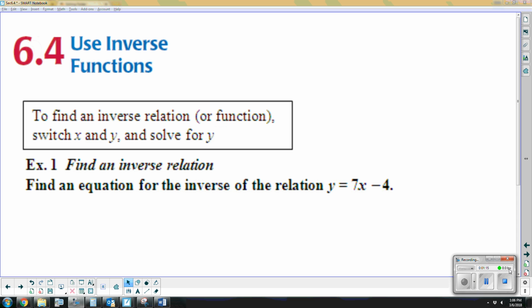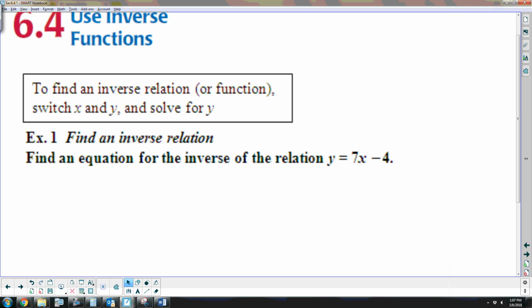So let's look at this first example. In this first example, we're finding an inverse relation. So we're finding an equation for the inverse of the relation y equals 7x minus 4. And when we're finding an inverse relation, we're switching the x and the y values. So here we have y equals 7x minus 4, and we're going to rewrite that as an inverse, switching the x and y values, and then we're going to solve for y so that it's in standard form like this.